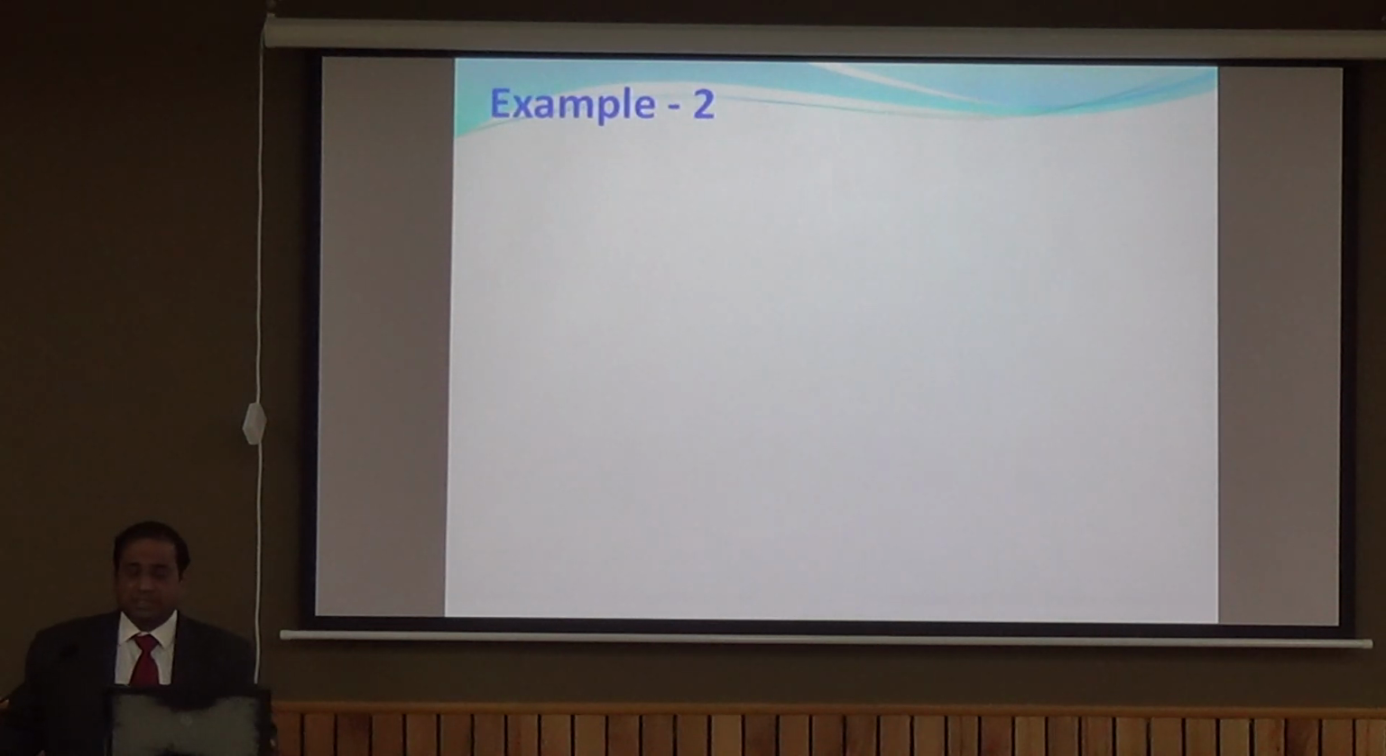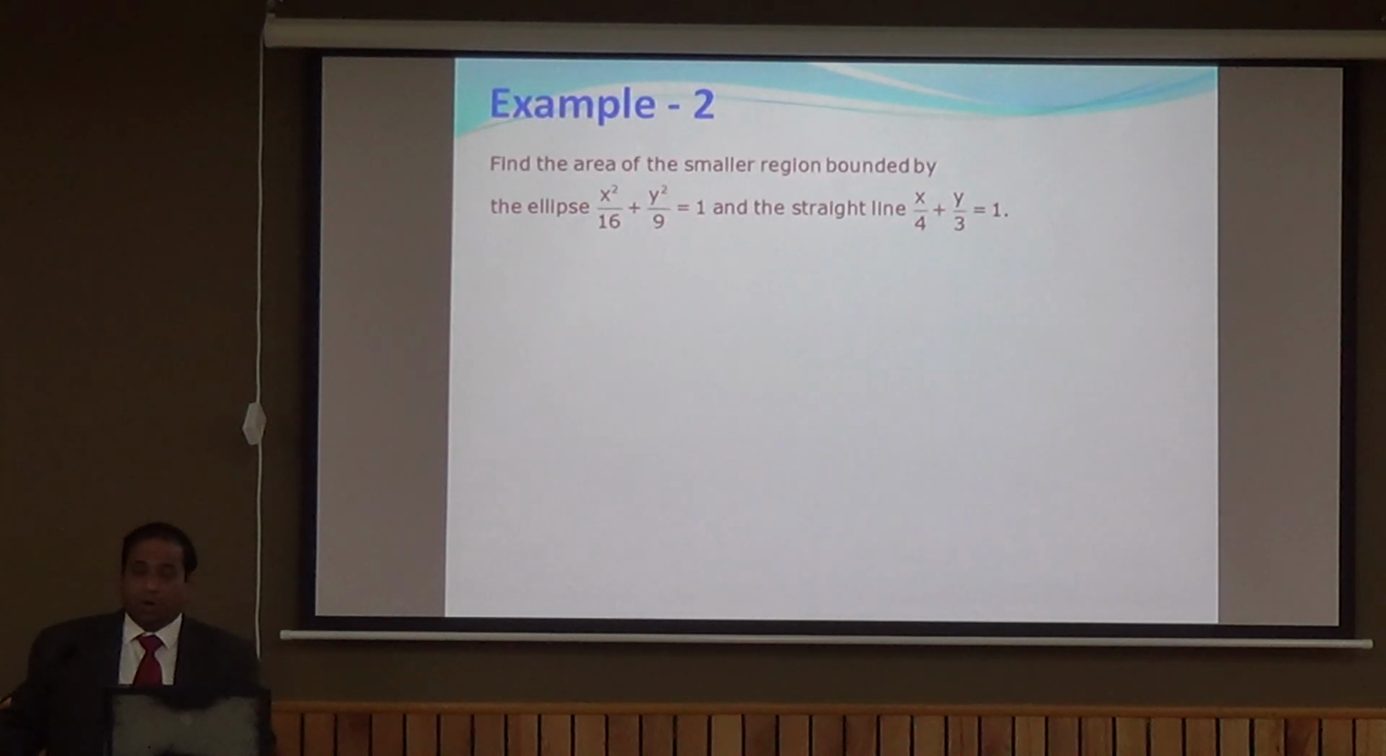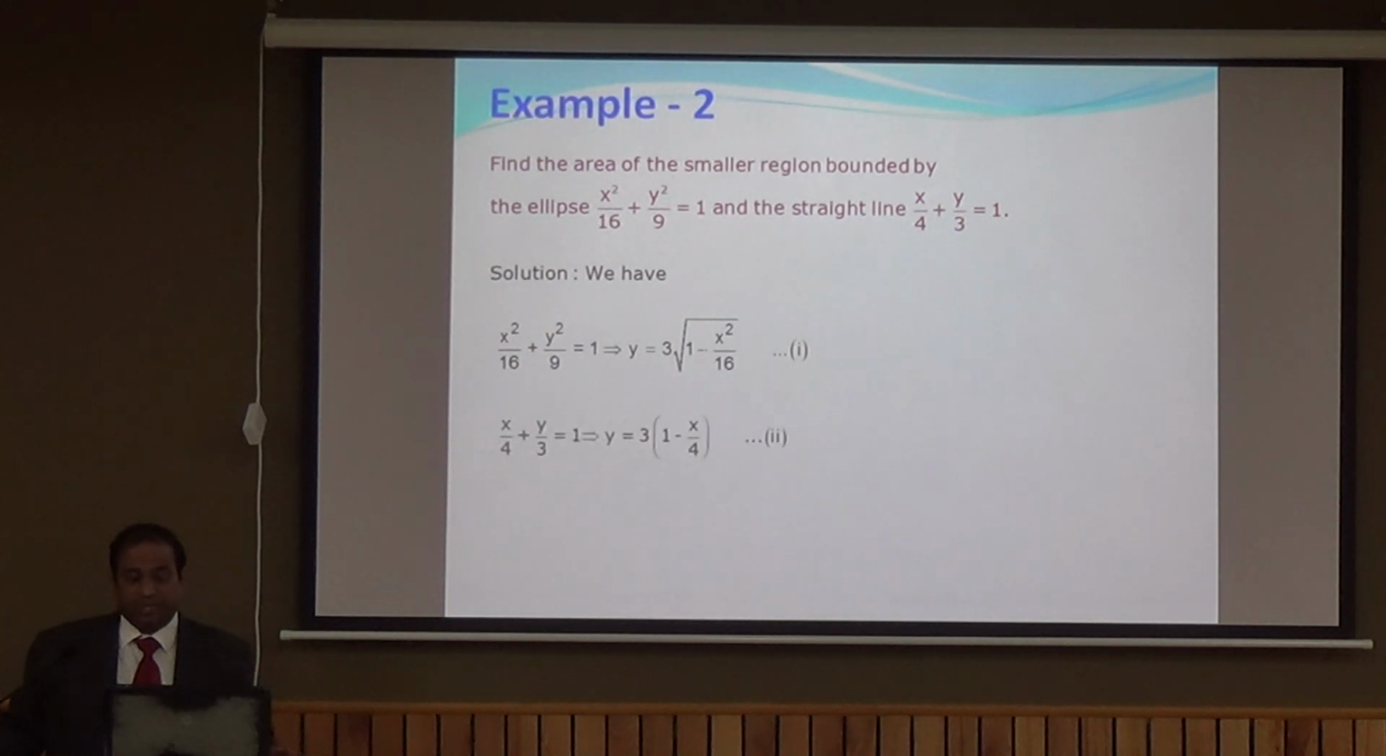So this way we can find the area between two curves bounded by the line and the parabola. Now we consider another example, the area of the region bounded by an ellipse and a straight line. Once we draw the diagram, we will find there are two possible areas between the straight line and the ellipse. But here we have to find the smaller region. So we have the ellipse x square upon 16 plus y square upon 9 = 1. We find y = 3 under the root 1 minus x square upon 16. Similarly, the straight line is x upon 4 plus y upon 3 = 1, from which we also find y in terms of x. Now we calculate the points of intersection of the two curves. Solving these two equations, we get (4, 0) and (0, 3).